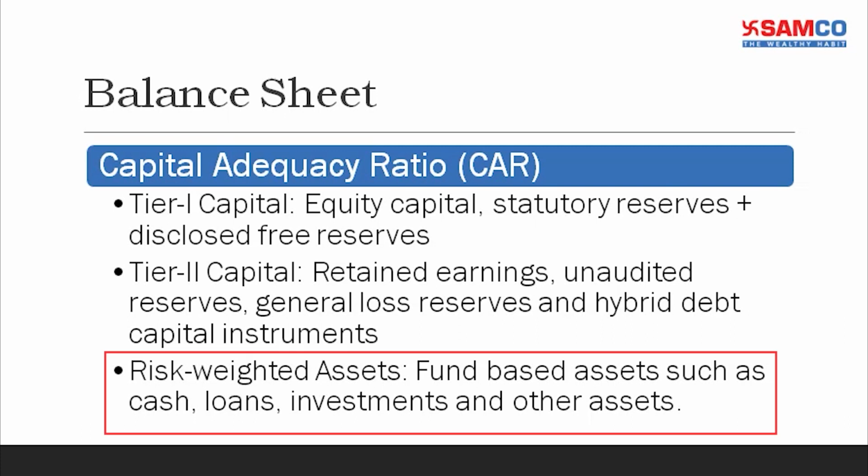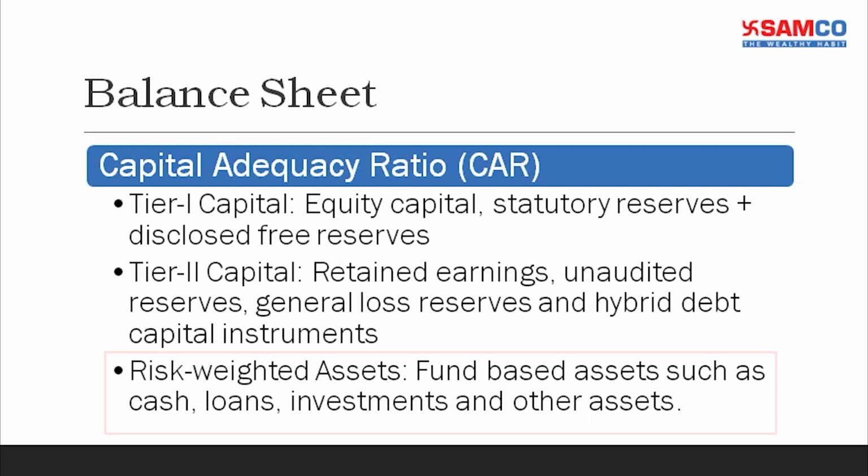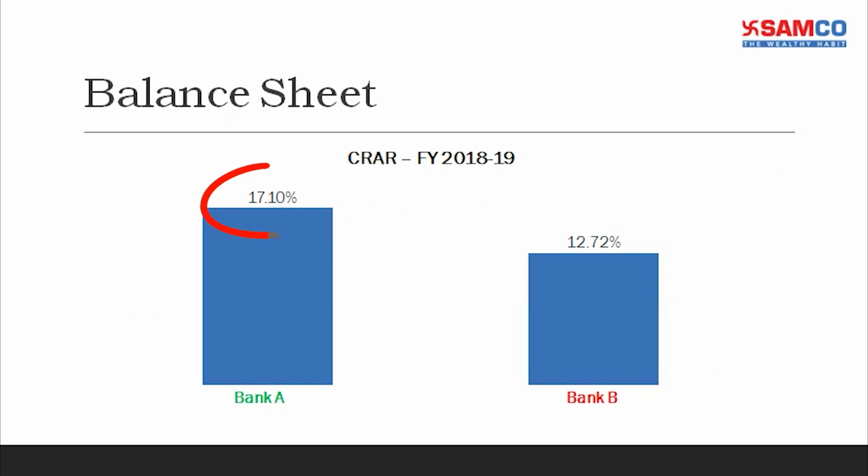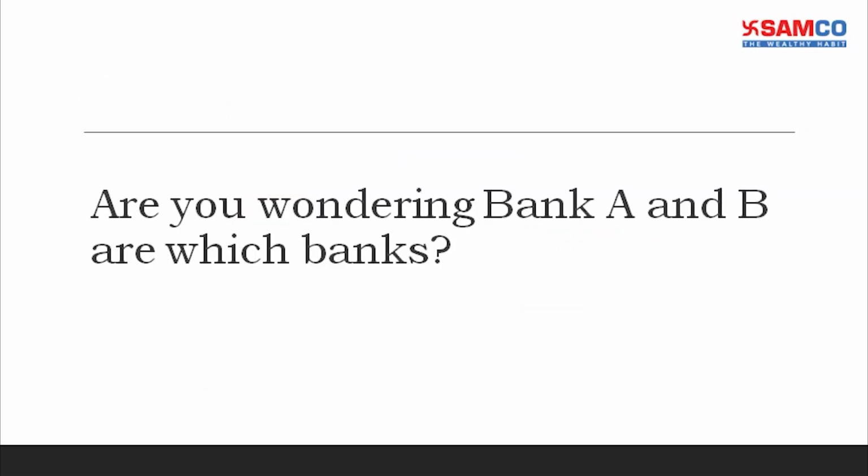Now, risk-weighted assets are the fund-based assets such as cash, loans, investments, and other assets. The degrees of credit risk, expressed as percentage weights, are assigned by a bank's regulator to such assets. The CRAR of Bank A is 17.10% and Bank B's CRAR stands at 12.72%. Now, some people must have already identified the names of the banks. And for those who haven't, any guesses?